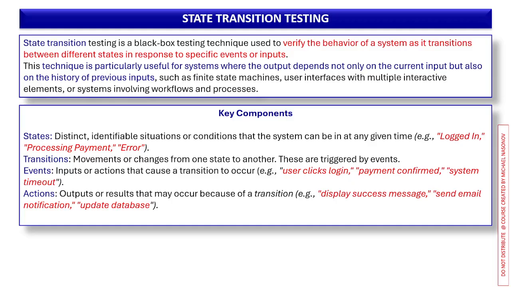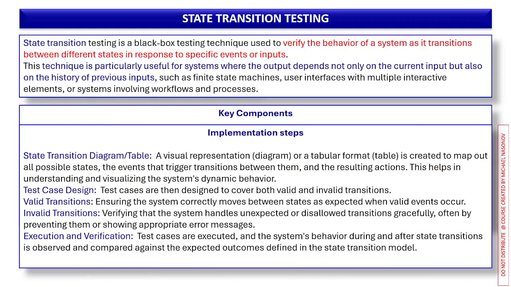Actions: outputs or results that may occur because of a transition. In other words, display success message, send email notification, update database. Implementation steps: create a state transition diagram or table, which is a visual representation (diagram) or tabular format (table), to map out all possible states, the events that trigger transitions between them, and the resulting actions. This helps in understanding and visualizing the system's dynamic behavior.